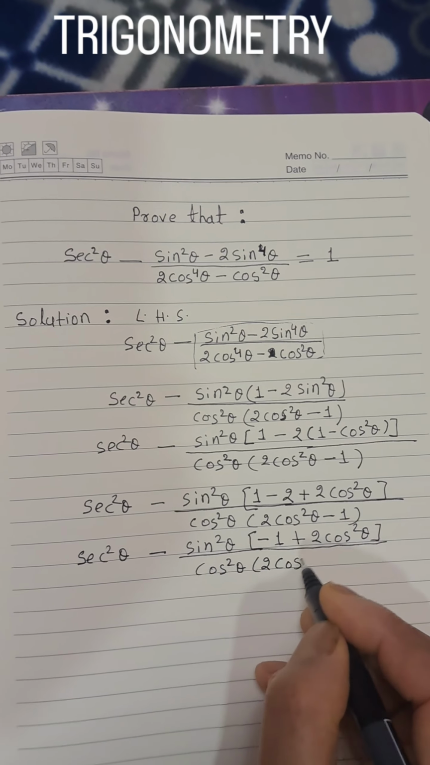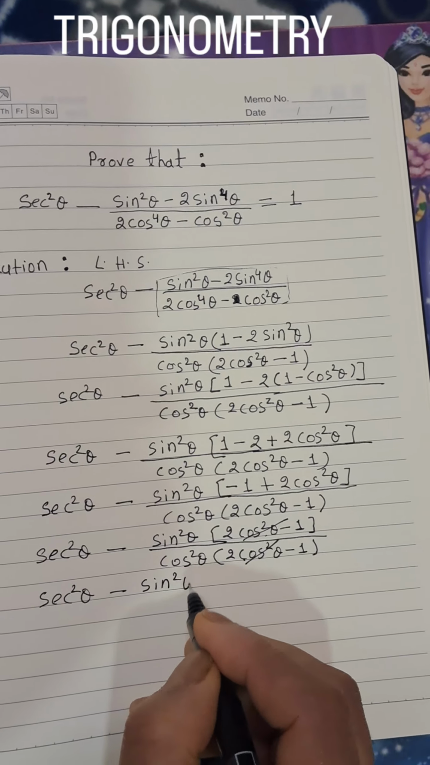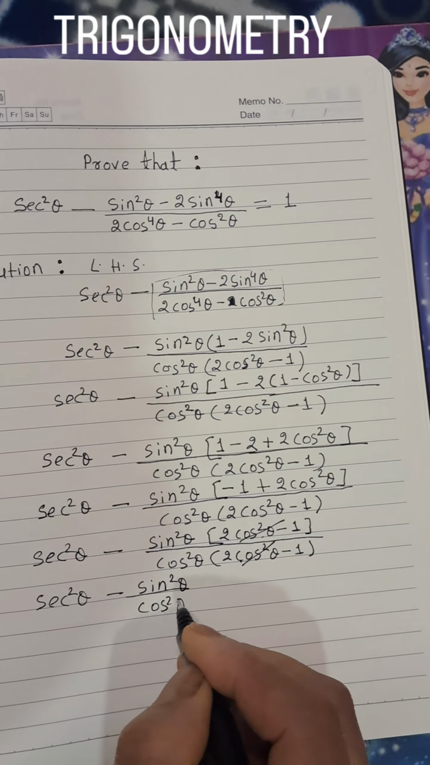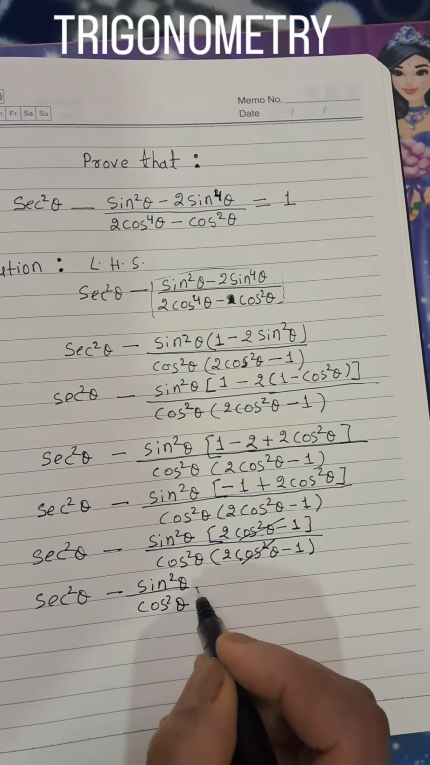Okay, now we are left with sec²θ minus sin²θ over cos²θ, and we know sin²θ over cos²θ can be replaced with tan²θ. So now let's replace it: sec²θ minus tan²θ, and using the Pythagorean identity we know sec²θ minus tan²θ equals 1. Okay, so now we get 1, which is our right hand side, and now we have proved it.